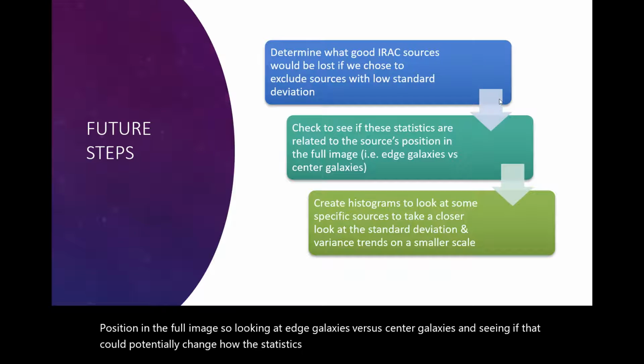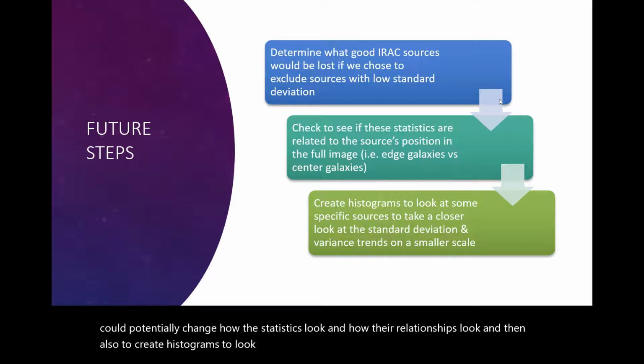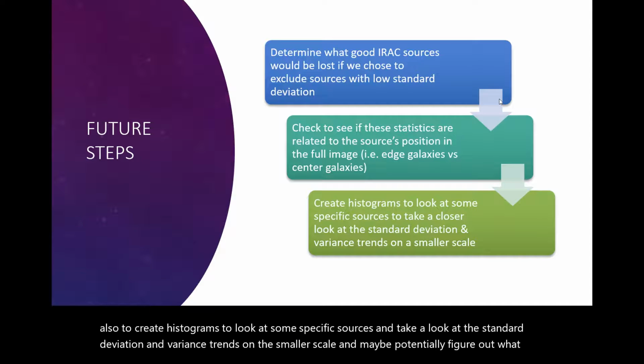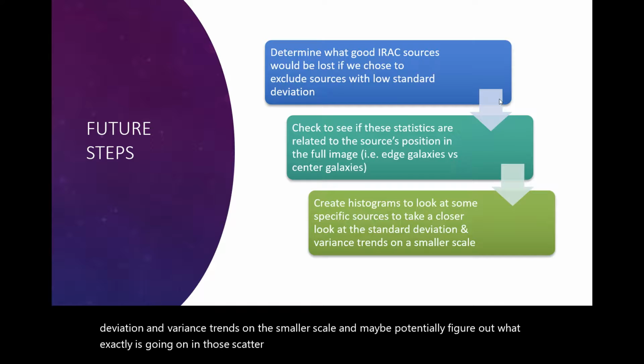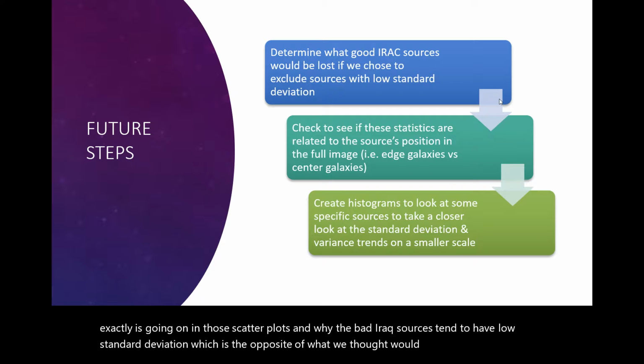So, looking at edge galaxies versus center galaxies and seeing if that could potentially change how the statistics and relationships look. And then also create histograms to look at some specific sources and take a look at the standard deviation and variance trends on a smaller scale, and maybe figure out what exactly is going on in those scatter plots and why the bad IRAC sources tend to have low standard deviation, which is the opposite of what we thought would happen. So that is the future of the project.